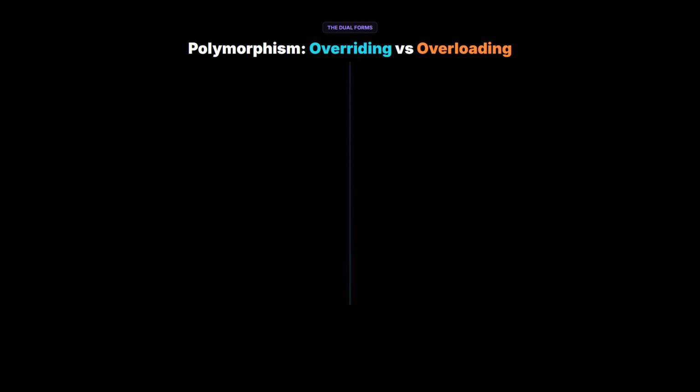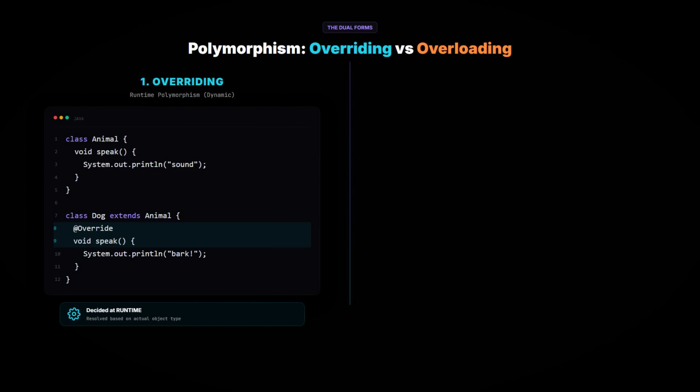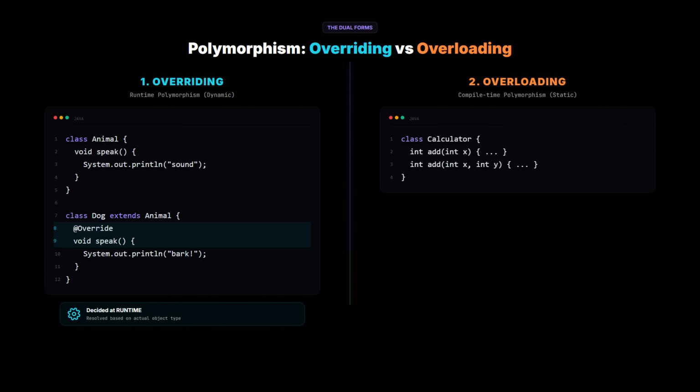Now, polymorphism usually shows up in two forms. The first is overriding. That's when a child class replaces a method inherited from its parent with its own version. The method has the same name and the same inputs, but different behavior. Which version gets executed is decided while the program is running. The second is overloading. That's when multiple methods share the same name but accept different inputs. The program decides which version to use based on the arguments provided.